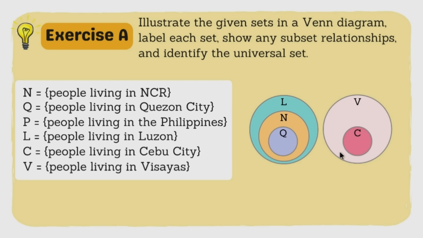Okay, yun po, magkahiwalay din po sila. You cannot say that a person is in Luzon at the same time nasa Visayas. That's why they are also disjoint. There are no intersections as you can see.